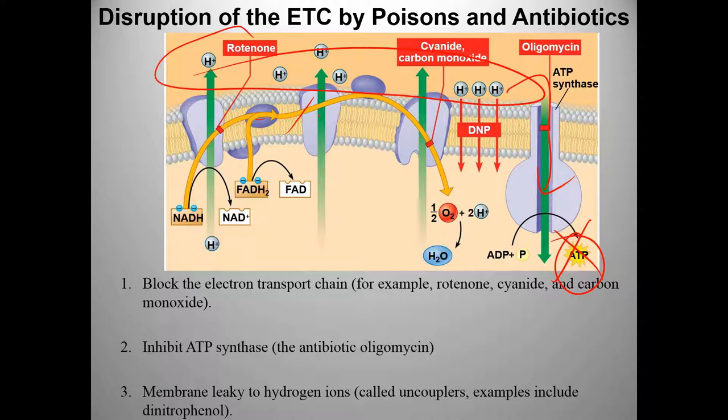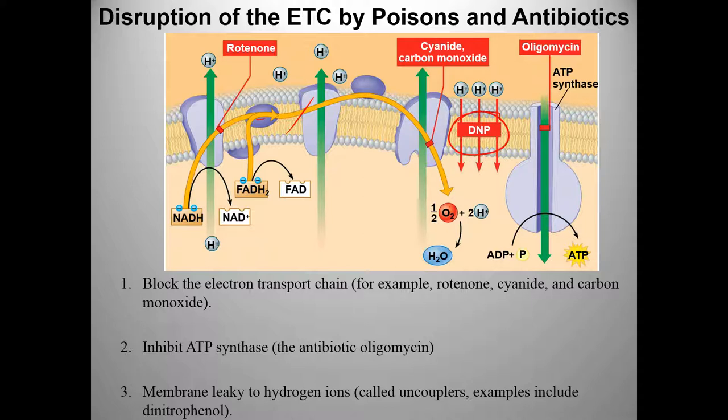And then lastly, you can have a drug like DNP, dinitrophenol. Dinitrophenol is referred to as an uncoupler. What it does is it uncouples your electron transport chain, this idea of transferring electrons from one membrane protein to the next and building up this proton gradient, from actually using that proton gradient to make ATP.